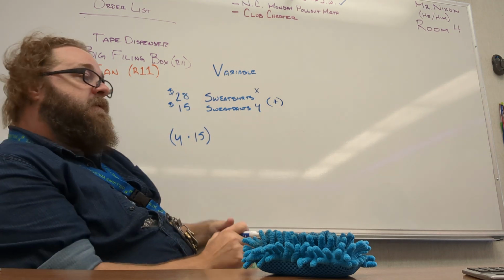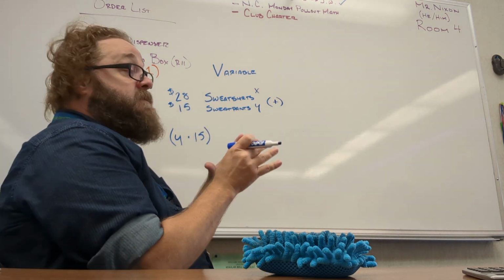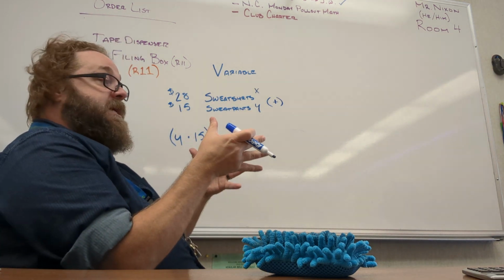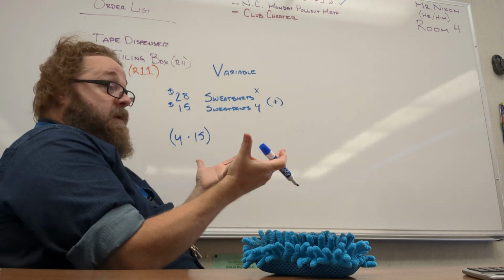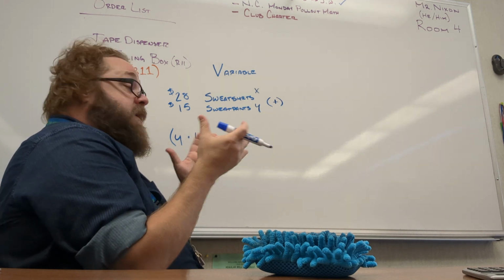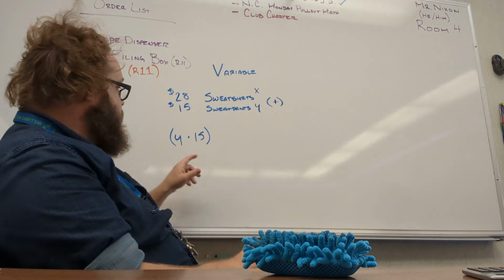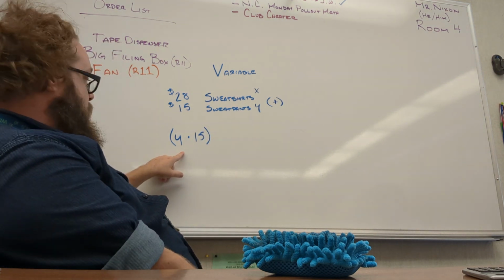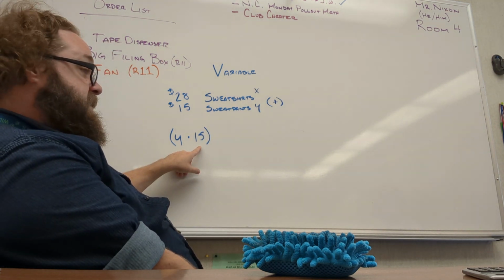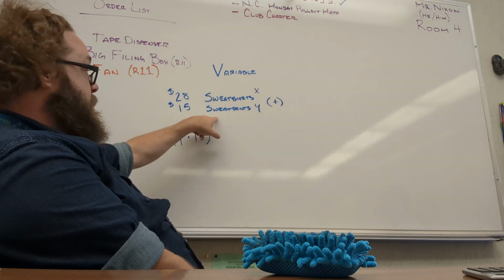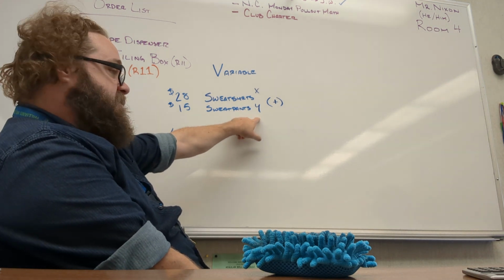So remember when we talked about variables, right? We said sometimes it's a number that's set, it doesn't change, and we just have to figure it out. But sometimes it can change, right? We don't know what the number is going to be. It could be all sorts of different things. Well, right here, as long as we know that it's $15 for every pair of sweatpants, then no matter what this is, we can find the answer, right?